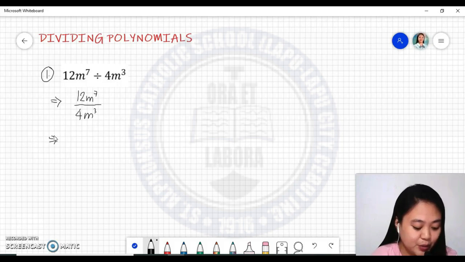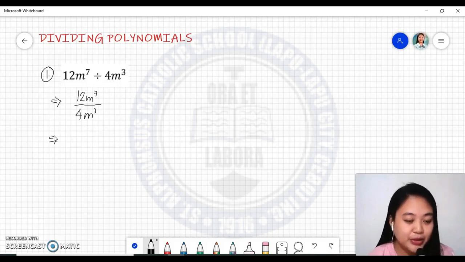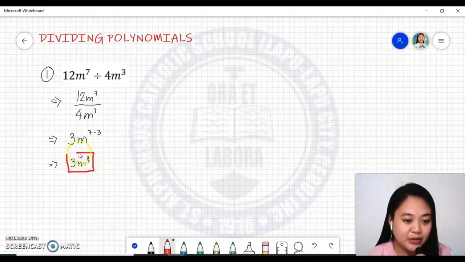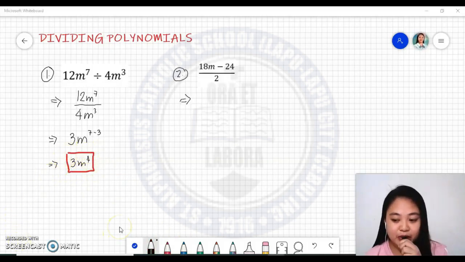Then simplify the numerical coefficients. The numerical coefficients 12 divided by 4 is 3. Then, based on the laws of exponent, you will subtract the exponents. 7 minus 3 is 4, m to the 4th, and that is now our answer. 3m to the 4th. Now let's move on to example number 2.